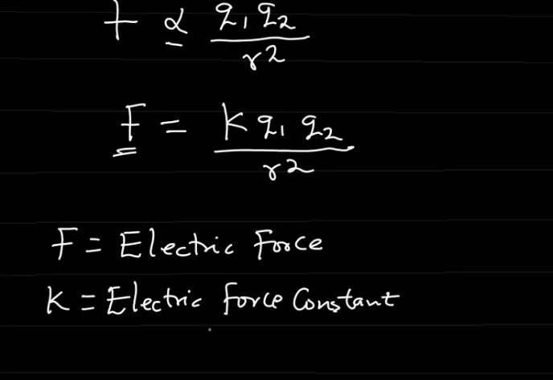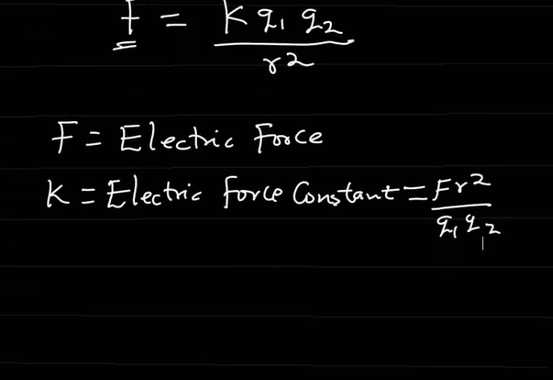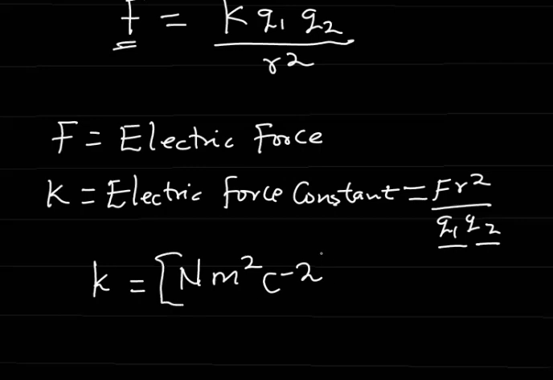If we make K the subject of the formula, I have K equals F r square divided by q1 q2. So the SI unit of K is the SI unit of force, which is Newton, times the SI unit of distance squared, meter square, divided by coulomb times coulomb, that is coulomb square. So the SI unit of the constant K is Nm square per coulomb square. Please take note of that.